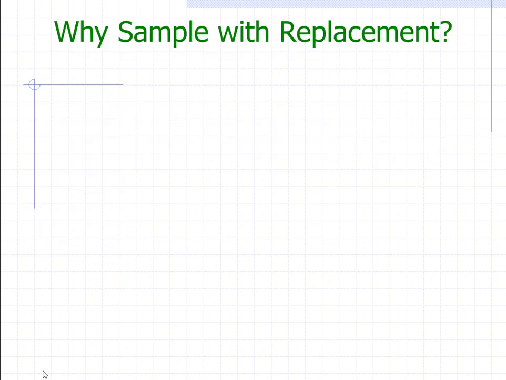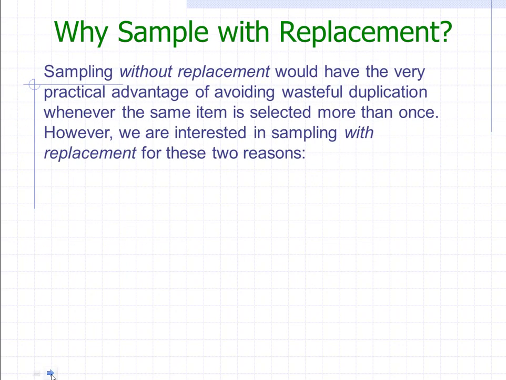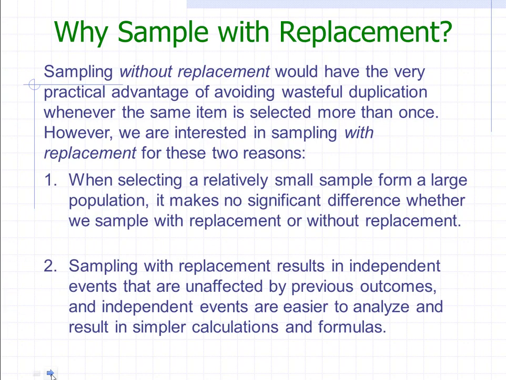Now, why do we always talk about sampling with replacement? Well, we do that because, and I'm going to go to reason number 2, sampling with replacement gives us independent events. So that means the probability of our event does not change by what has happened on previous events. When we look at a small sample from a large population, we can say, yes, the probability of our event changed very minutely, but not in a significant way, so we're okay with that.